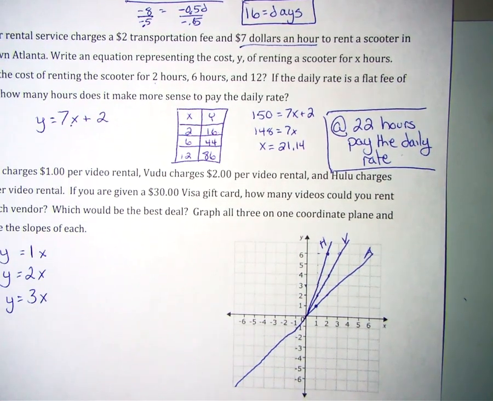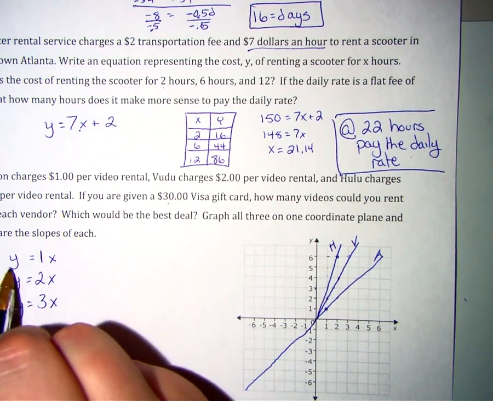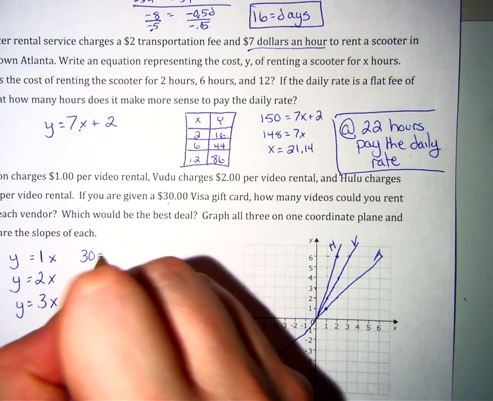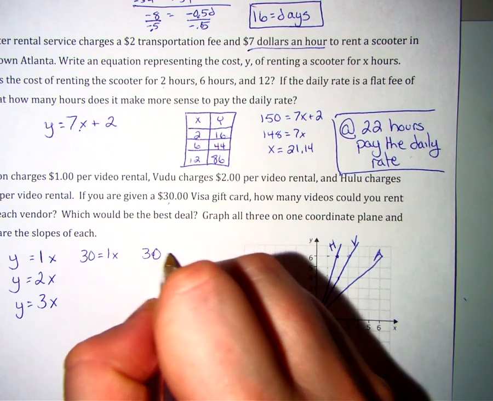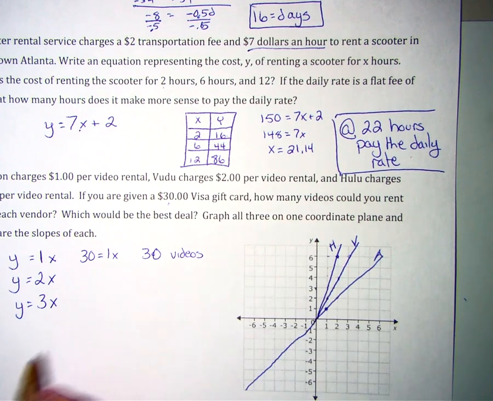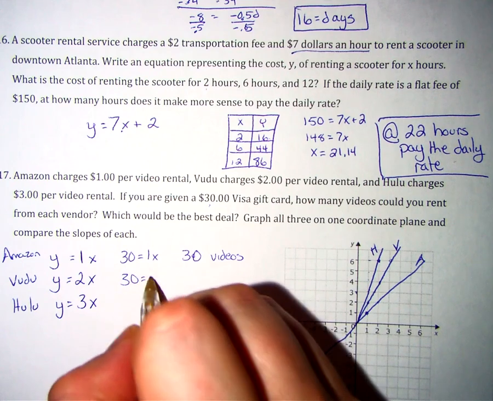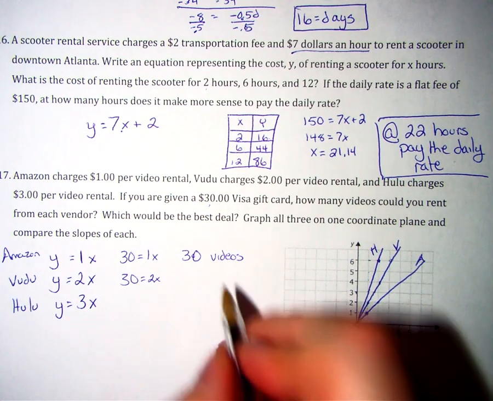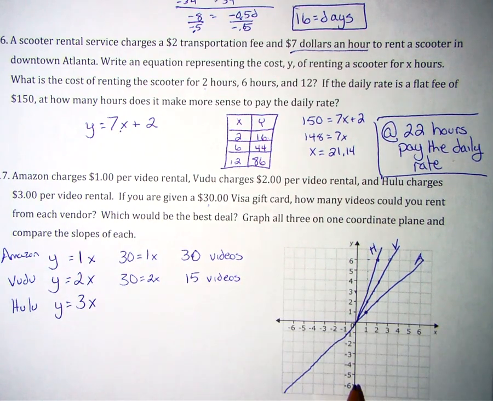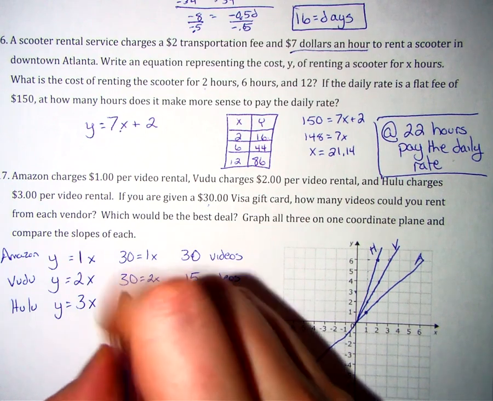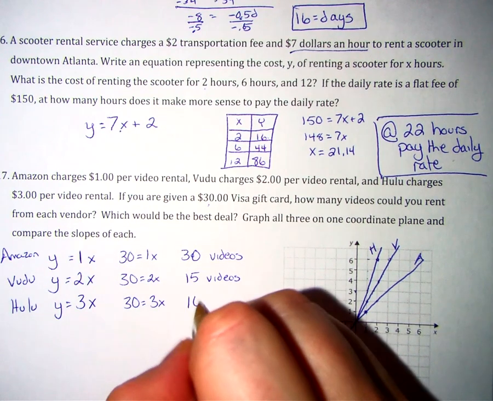If you're given $30, how many videos could you rent from each vendor? Well, if we're given $30, that's how much money I have. The y value, 30 equals 1x. We divide both sides by 1. I can rent 30 videos. For the second vendor, Vudu, 30 equals 2x. We divide both sides by 2. I can rent 15 videos. For Hulu, where it costs $3 per video, 30 equals 3x. We divide both sides by 3. I can rent 10 videos.